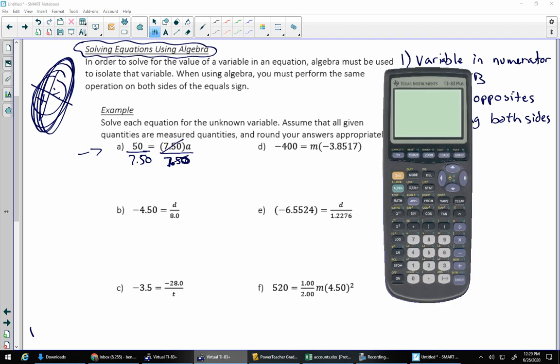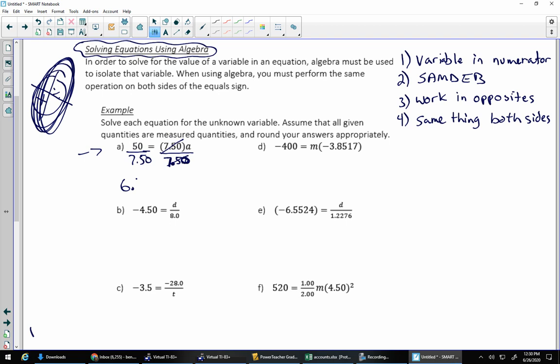I plug this into my calculator. Let's do 50 divided by 7.5. That's 6.666667. I need sig digs. The original question had 2 and 3 in my measurements, so I think 2 is my least number. So I want 6.7 as my final answer. It hurts me to the soul not to have units for this, but you know what? We'll get by.